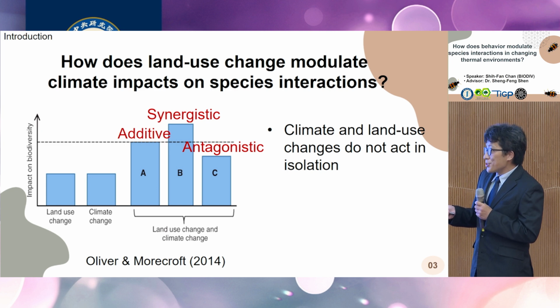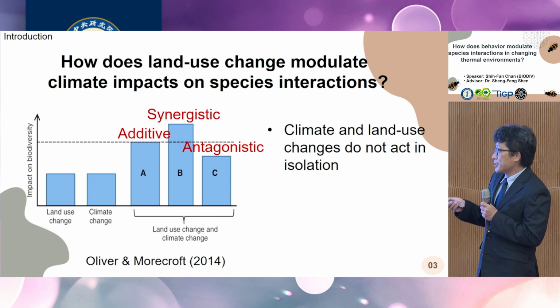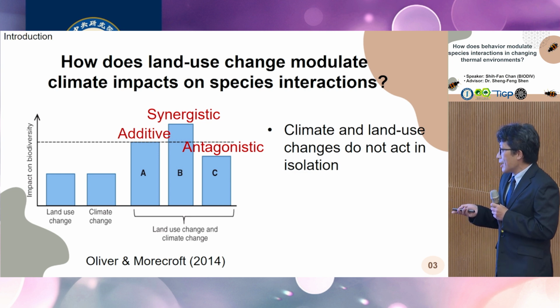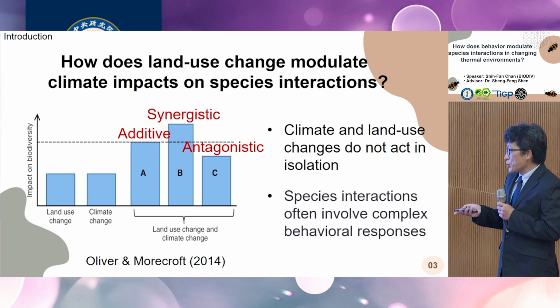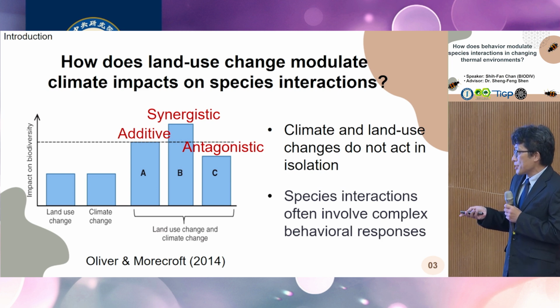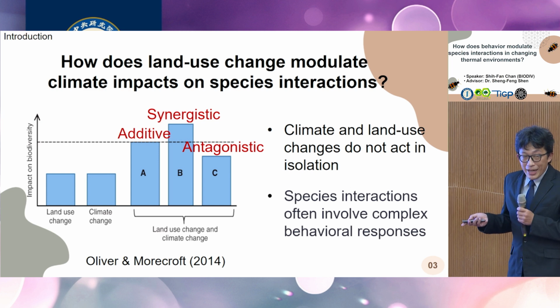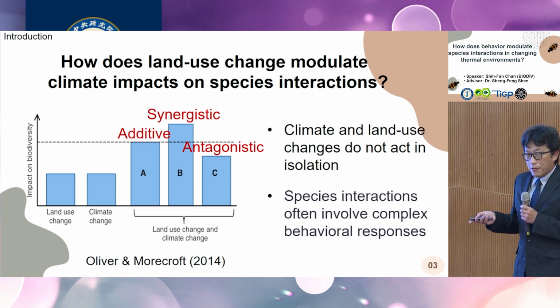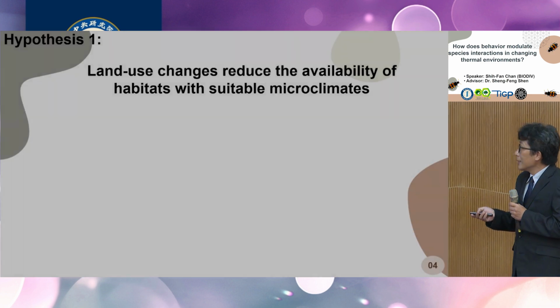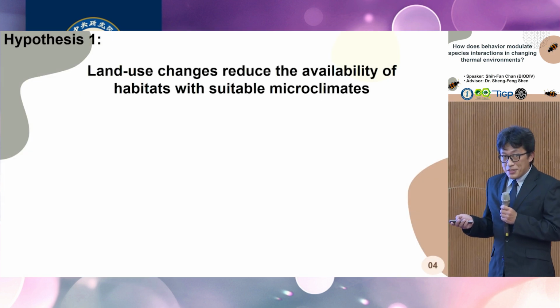So my main question is about why this kind of synergistic effect will occur. I would like to explore the potential underlying mechanism of how these synergistic effects affect the interaction between different species. And since my study is about the interaction between species, it often involves complex behavioral responses of each individual species. So I would like to tackle the question from the angle of behavioral ecology. And then I propose two hypotheses to answer the question.